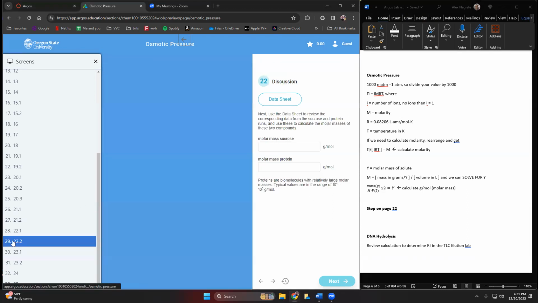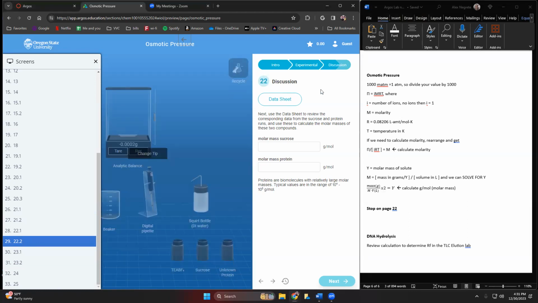And that's where I want you to stop, right? We're at page 22. Stop. Do not go any further than this. Don't worry about this not being 100. I will manually change those once you've completed the lab. Okay.